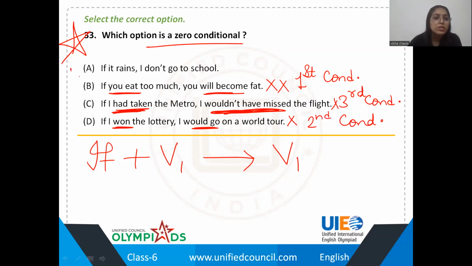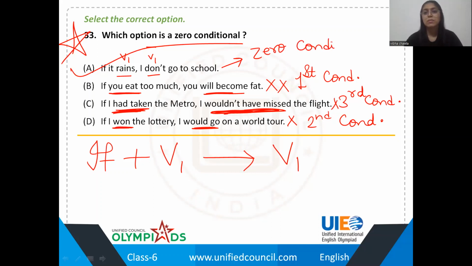So the zero conditional here is option A, in which there is simple present tense in both the clauses. If it rains, V1, I don't, V1. So this is our zero conditional. Okay, if it rains, I don't go to school. Option A.